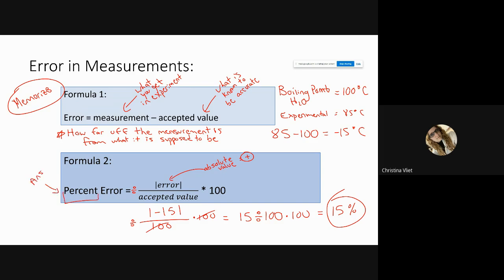You're literally just changing a fraction to a decimal in this formula. 15%. In the lab that we do next week, when you calculate percent error, I've seen students in the past have errors as little as 3% or 0%. And that's really good. If you get a percent error that low, that is fantastic. You have great technique. I've also seen errors of 300%.